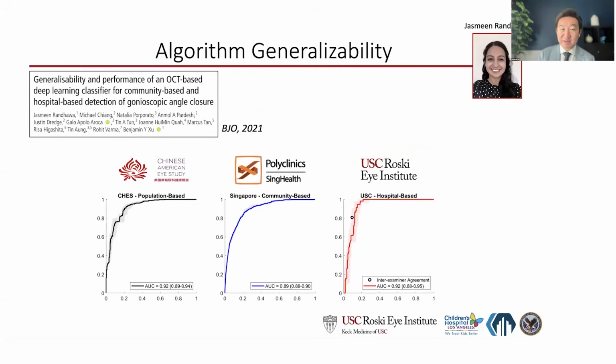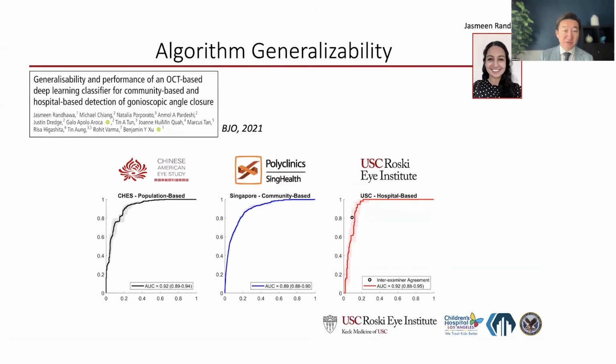So one issue with AI to keep in mind is that oftentimes the performance of these algorithms is quite fragile when you take them and try to apply them in settings outside of the original training setting or population. And so to assess whether this algorithm could be used in other clinical settings, we performed a generalizability study in 2021. We were loaned data from the polyclinics run by Sing Health in Singapore, and we also acquired our own data at the USC Roski Eye Institute.